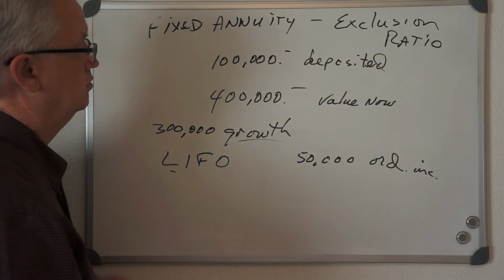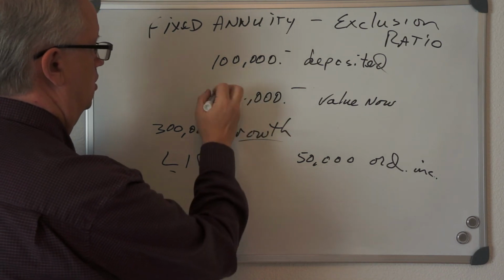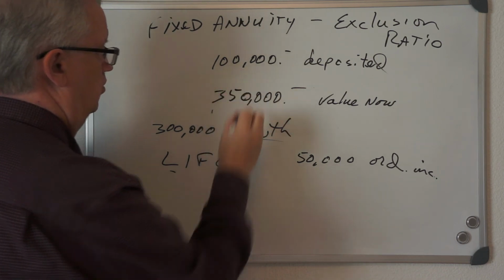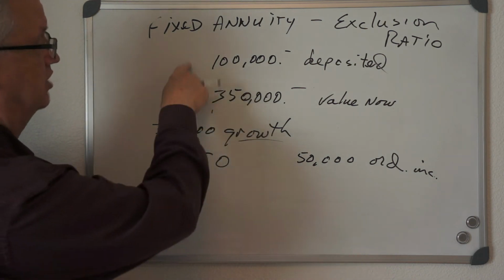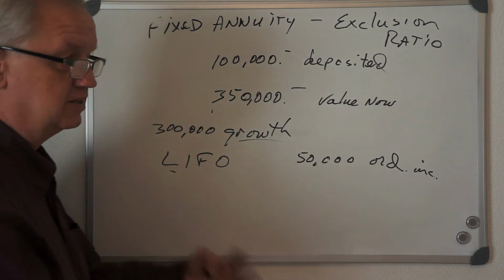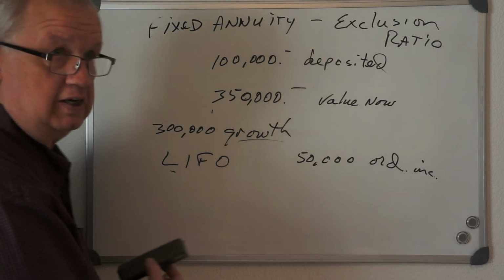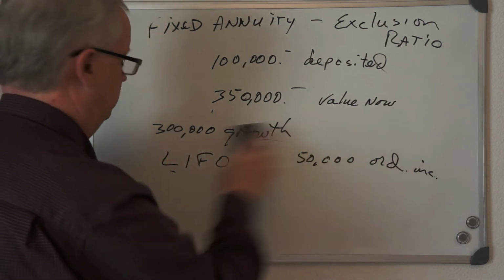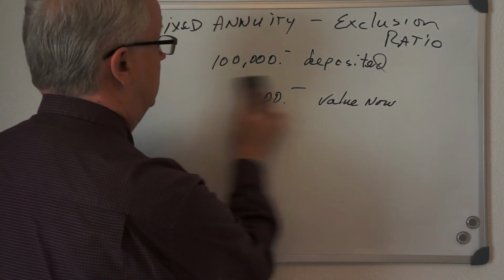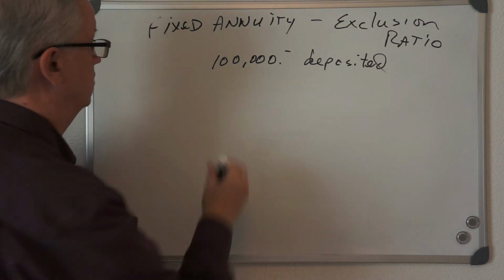Okay? So now that's what's going to be the value after that. It's still going to count as a $100,000 deposit, and none of that is going to be excluded. So he has to pay taxes on that $50,000 that he takes out because he didn't annuitize. He didn't set up a scheduled benefit program. But now let's say that he did. It grew back to $400,000.